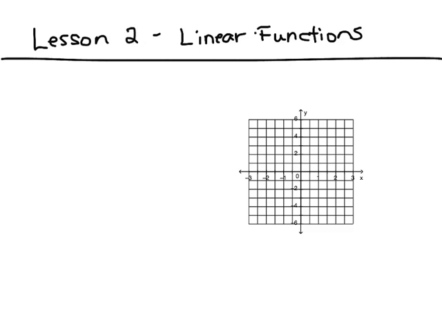Lesson 2, linear functions. Linear functions can either have a positive slope, a negative slope, or be constant. We're going to graph y equals 5 and y equals negative 2. So y equals 5 would be a straight line going through 5. So this is a constant line. Negative 2 would look like this. So this is y equals 5, this is y equals negative 2. So those are constant functions.